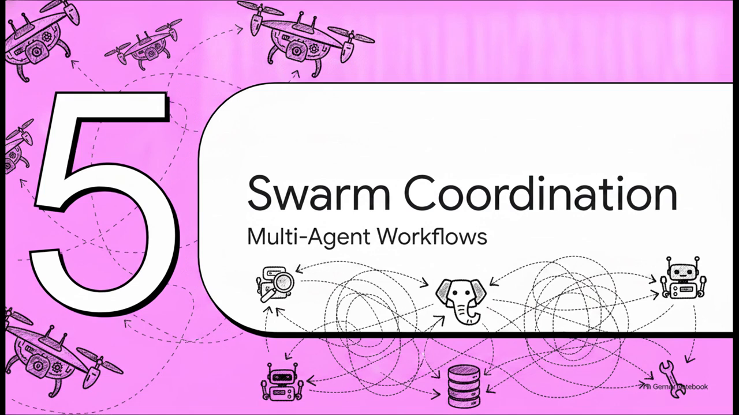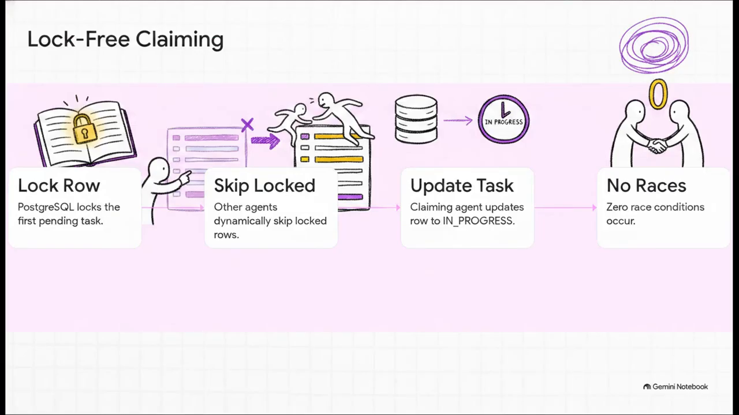All right, Part 5, Multi-Agent Swarm Coordination. So what happens when you have multiple specialized AI agents sharing a workflow and you need them to not step on each other's toes? You might assume, okay, now I definitely need a massive message queue like Kafka. But you don't. You can just use Postgres's ridiculously elegant FOR UPDATE SKIP LOCKED mechanism. Here is how it flows.